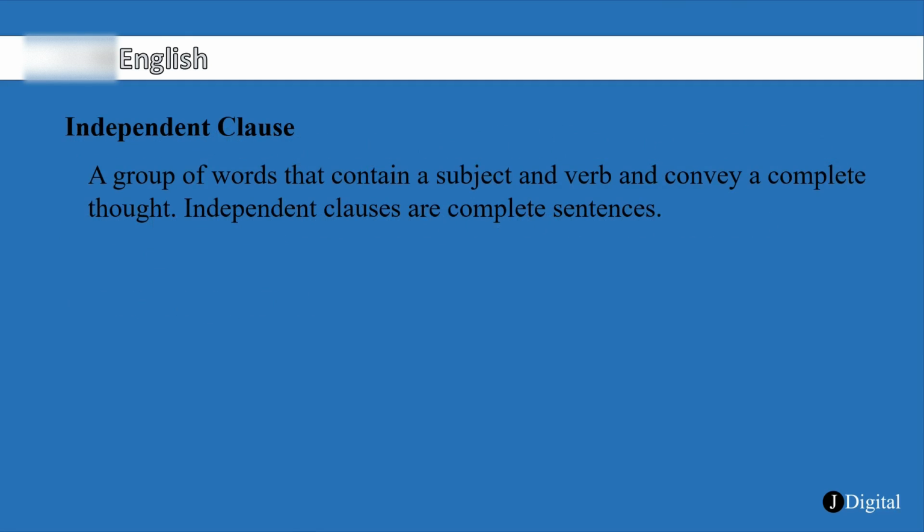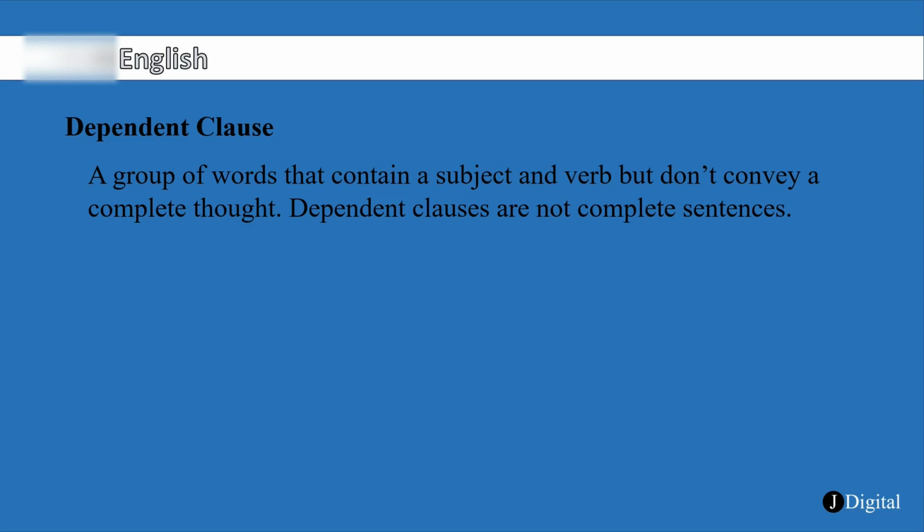So what is an independent clause? This is a group of words that contain a subject and a verb and convey a complete thought. Independent clauses are complete sentences. So for example, Mary went to the store. We have a subject, Mary, a verb, went. What did she do? She went to the store. That's a complete thought. So we have an independent clause, which is also a complete sentence.